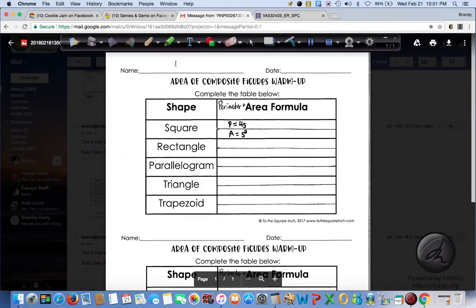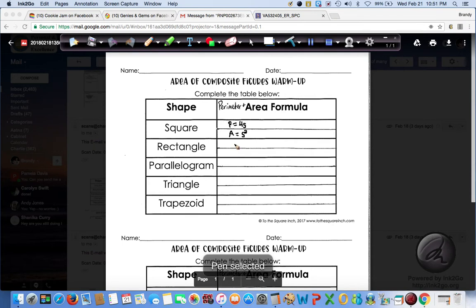So if we come back over here and fill out our table, perimeter equals, and I'm going to use a capital L just so there's no mistakes, 2 times the length plus 2 times the width.